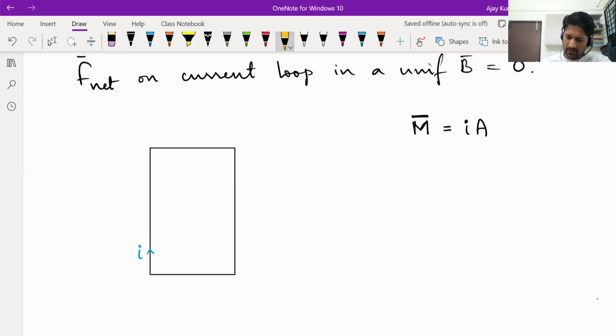Fine. Let's say the length of this rectangle is L and the breadth is small b. Then area becomes L into b. Then the magnetic moment becomes I into L into b. Okay, let it be like that. What is the direction of magnetic moment? Magnetic moment is a vector quantity. How to assign direction to it?